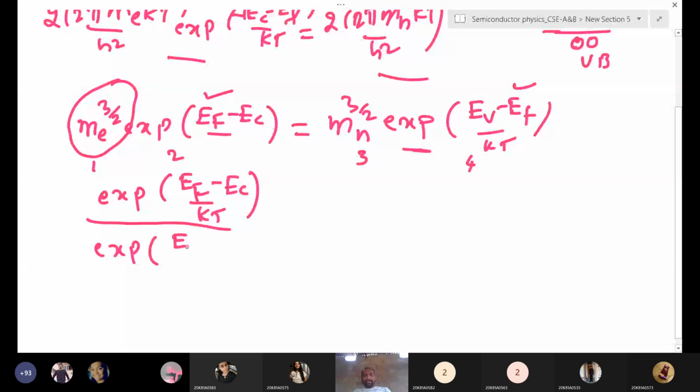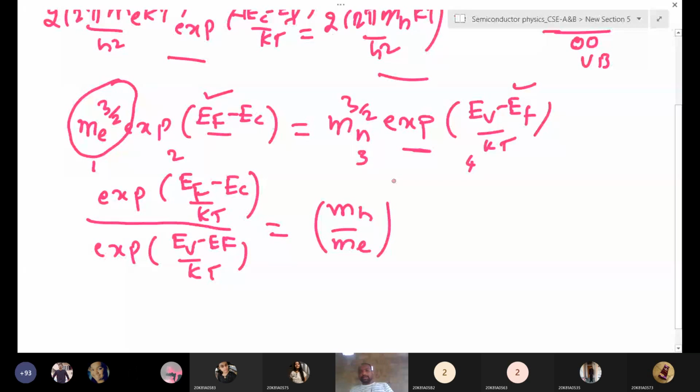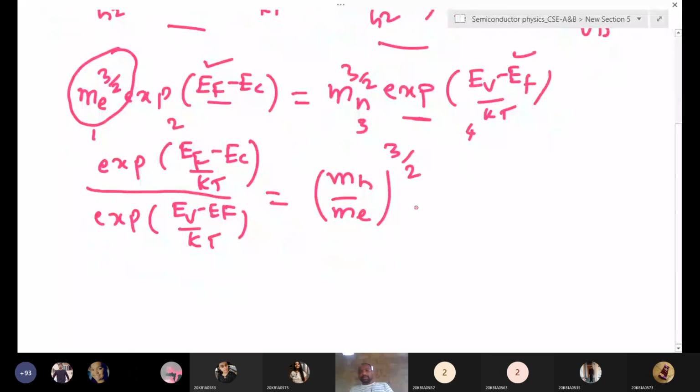Right, so e to the power of a by e to the power of b, what is the formula? How can we write this expression? What is the formula of e to the power of a by e to the power of b? If you listen to the class, you will be able to answer. What is that? E to the power of a minus b. Yeah, very good.